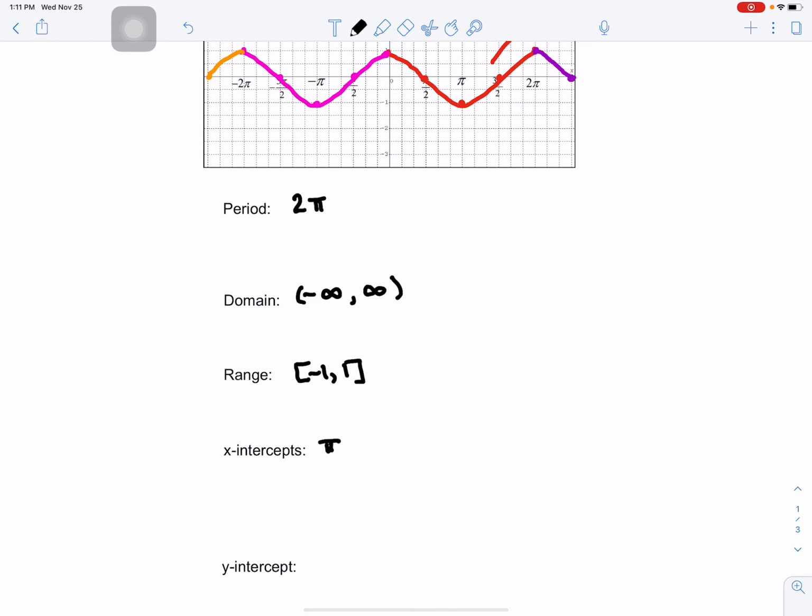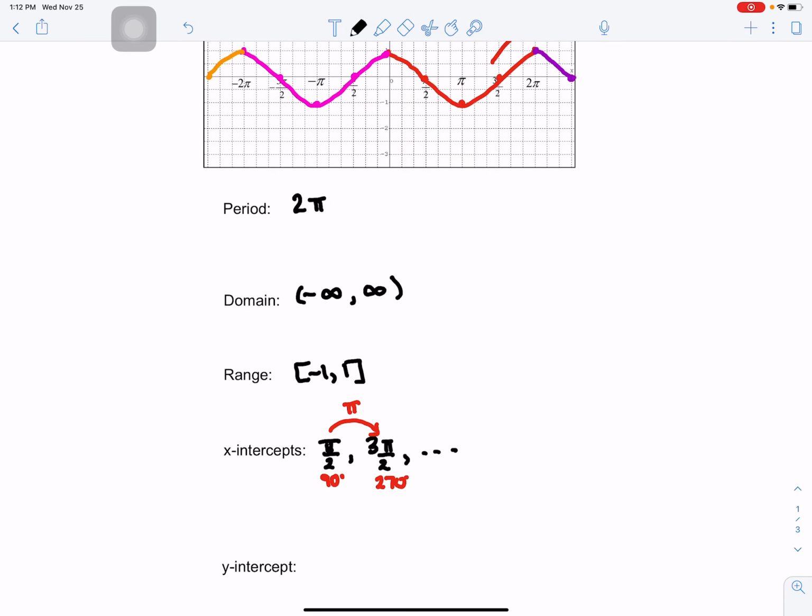My first x-intercept is pi over 2. My next one is 3 pi over 2, and so on, and then obviously in the negatives and the positives. Now, if you remember, pi over 2 is like a 90, and 3 pi over 2 is like a 270. So the difference between these two is like 180, which is pi units.